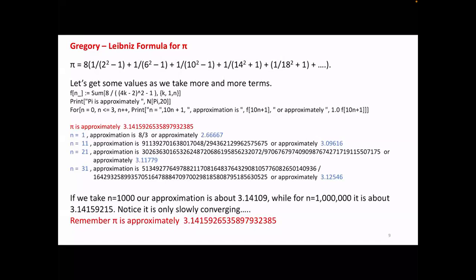So if we go all the way up to 1,000 terms, which is really 2,000, we get 3.14109. All right, so we finally got 3 decimal digits. If we take 1,000,000 terms, it's 3.1415921. Getting close, but you can see it's very, very slowly converging. And a lot of people know pi to 3.1415926. We haven't even reached that with 1,000,000 terms.